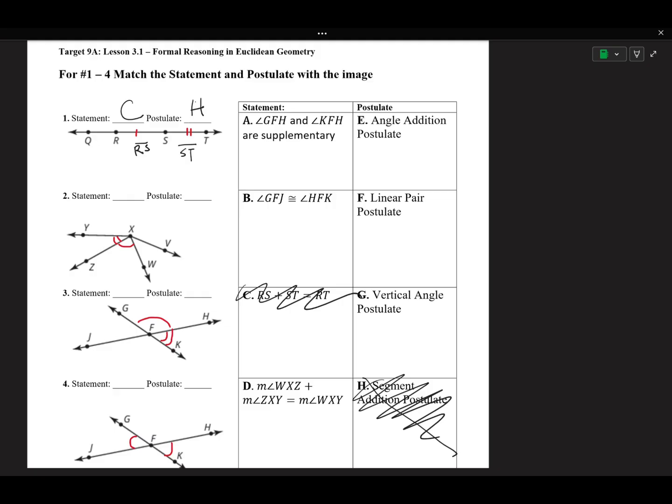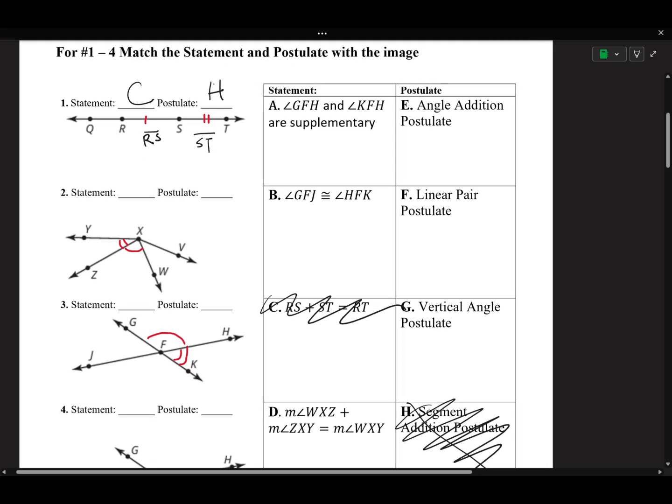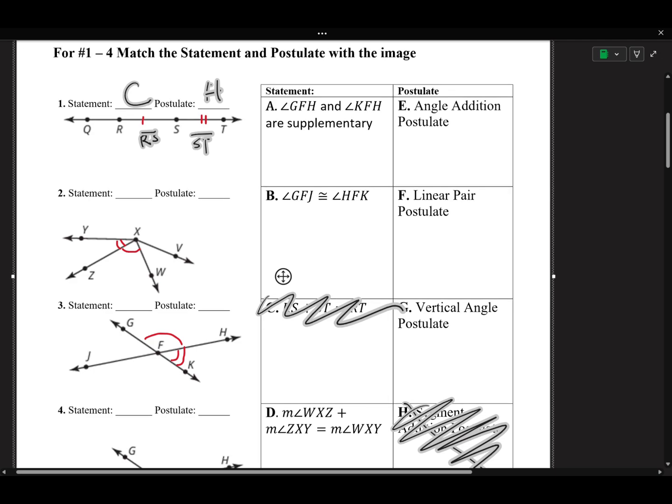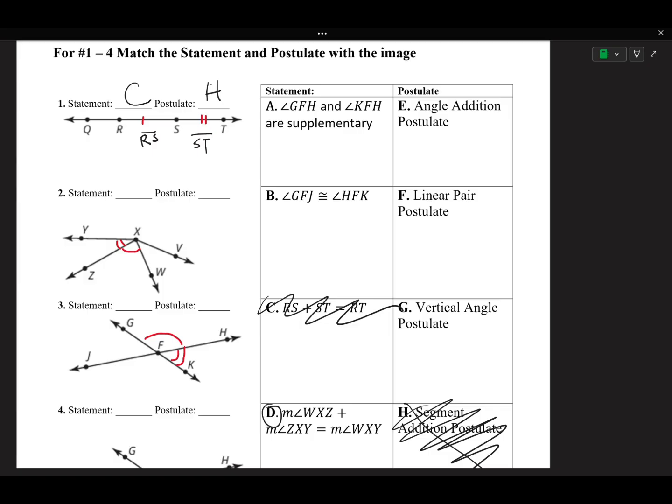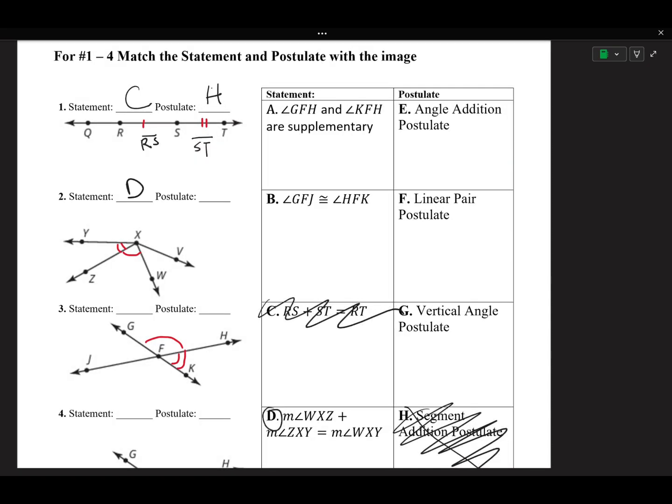Okay, number 2. Numbers 2, 3, and 4 all have angles. So I'm going to name the angles and see how I can match them up. Here I have two angles next to each other, but they don't form a straight line. For our statement, I have angle YXZ and angle WXZ. I see that in letter D. What letter D states is that when we add WXZ and ZXY, we get WXY. That's us just adding angles, so this is our angle addition postulate.